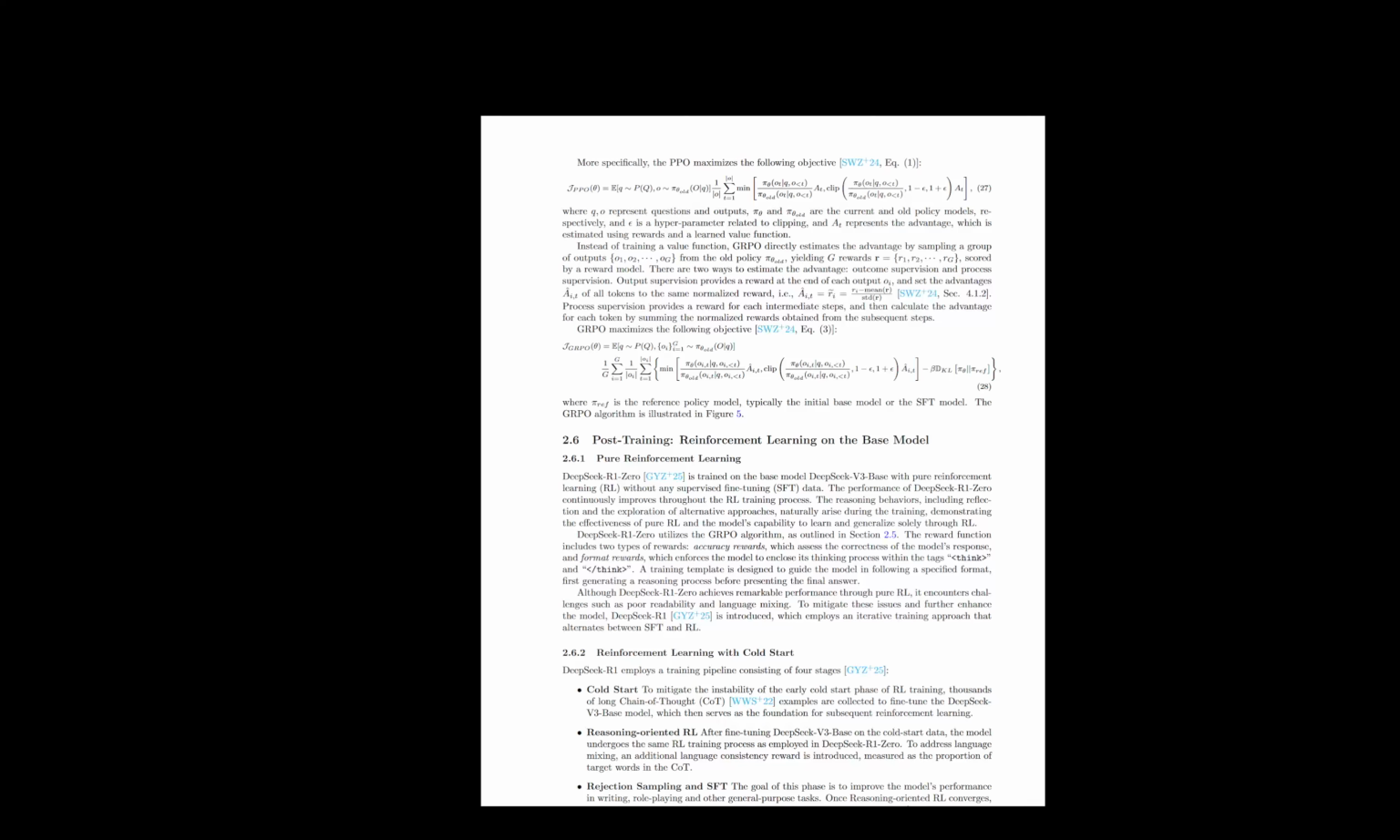GRPO maximizes the following objective (SWZ plus 24, Equation 3): J_GRPO(theta) equals the expectation over q and o_i, i equals 1 to G, sampled from pi theta old, of 1 over G, summed over i equals 1 to G, of 1 over the length of o_i, summed over t equals 1, of min of the ratio pi theta of o_i,t given q and o_i less than t over pi theta old of o_i,t given q and o_i less than t, times A_i,t, and clip of that ratio between 1 minus epsilon and 1 plus epsilon, times A_i,t, minus beta times the KL divergence between pi theta and pi ref. Here pi ref is the reference policy model, typically the initial base model or the SFT model. The GRPO algorithm is illustrated in Figure 5.